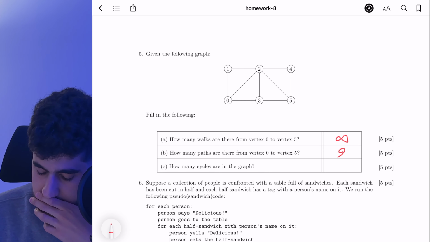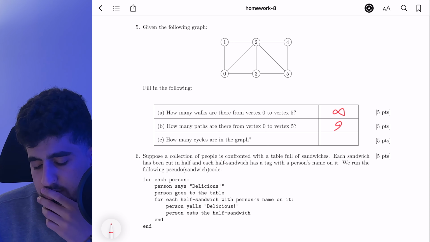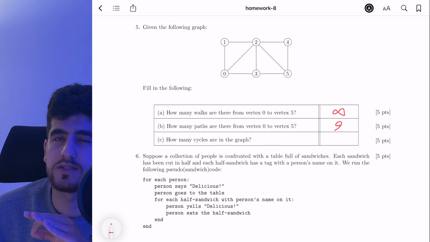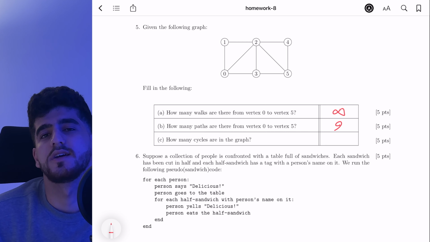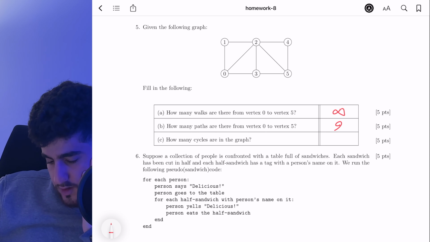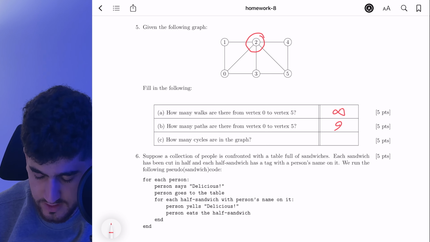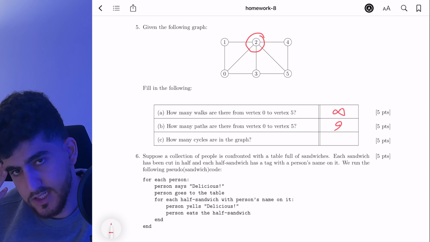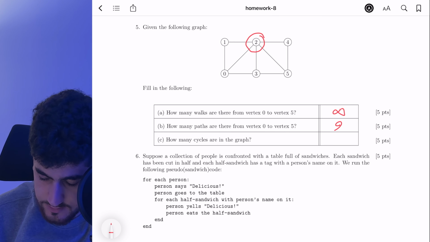Okay, the next one, how many cycles are in the graph? Again, you have to count everything. What I recommend is that you pick a vertex, just see in how many cycles this vertex is, and then remove that vertex and see how many cycles are in the rest of the graph. I think it's not a bad idea to consider vertex 2, and see in how many cycles vertex 2 exists. So one of them is 2, 1, 0.